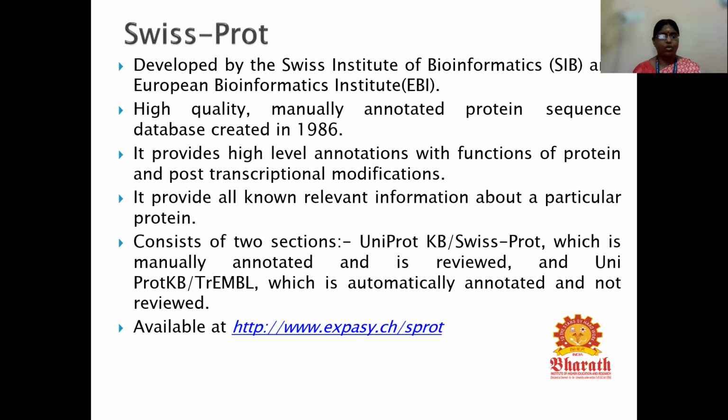It can provide all known relevant information about a particular protein, and it consists of two sections. One is UniProt KB or SwissProt, which is manually annotated. In this case, we can manually annotate the motif region by using this UniProt, and it is reviewed. The other is UniProt KB or TrEMBL, which is automatically annotated or not reviewed. So there are two sections available.